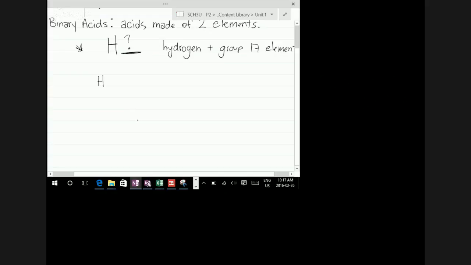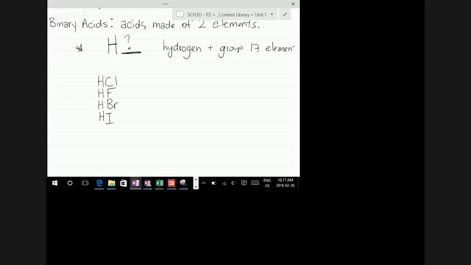Good. So we're going to have HCl. Is that 17? Yeah. HF, sorry, what am I doing? Not francium. Fluorine. HBr and HI. These are the ones we're going to worry about. Those are the only 4 binary acids. There's only 4 of them. And they're super easy to name.